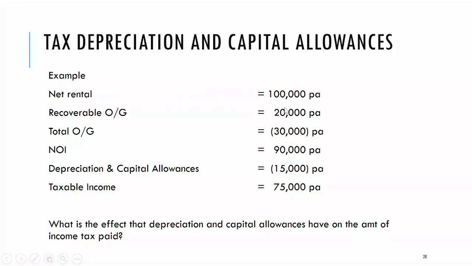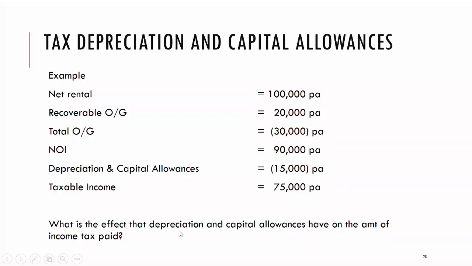Tax depreciation and capital allowances. Again, net rental 100,000, recoverable outgoings 20,000, total outgoings 30,000. So your total net operating income is 90,000. Depreciation capital allowances 15,000. So your taxable income is 75,000.